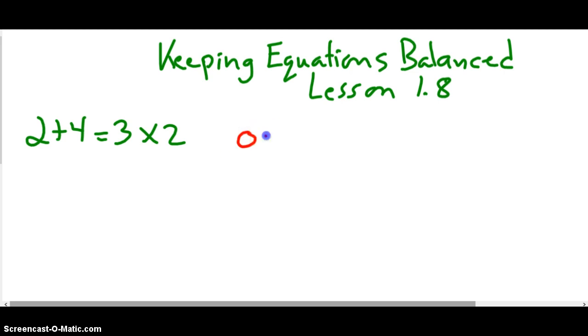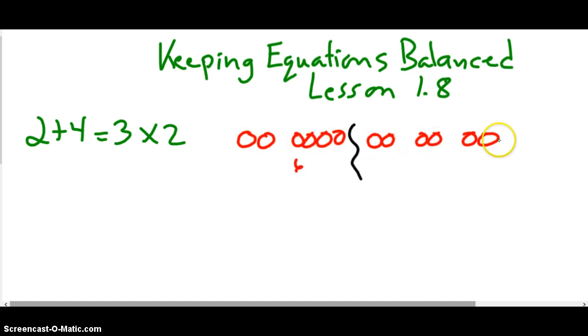Here we go. There's 2 plus 4, and then 3 times 2. Yay! Each side has 6 counters. 1, 2, 3, 4, 5, 6. 1, 2, 3, 4, 5, 6. Good.